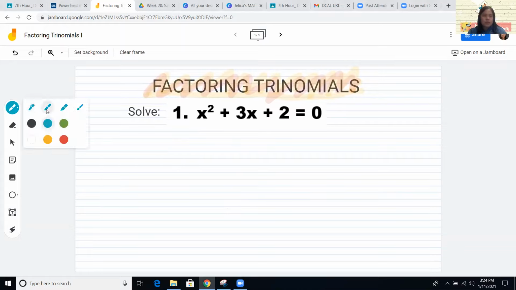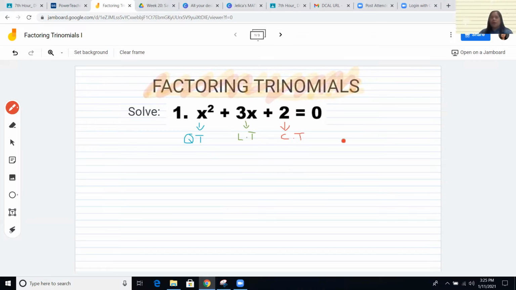So let us use this marker. The first term is what we call the quadratic term. I will just write QT in here for short. Okay, quadratic term. And then for the second term, we have the linear term. Let me just write LT in here for linear term. And then for the last term, we have the constant term. So those are the three terms for trinomials.